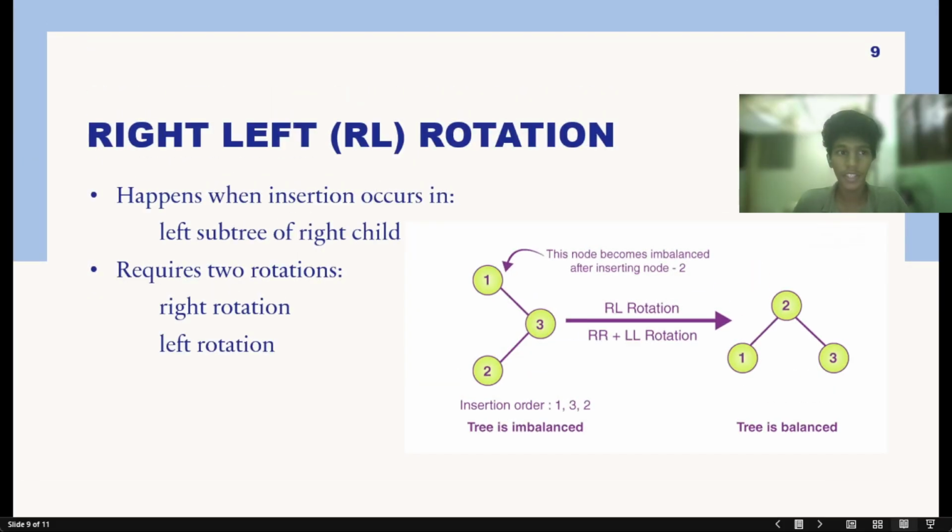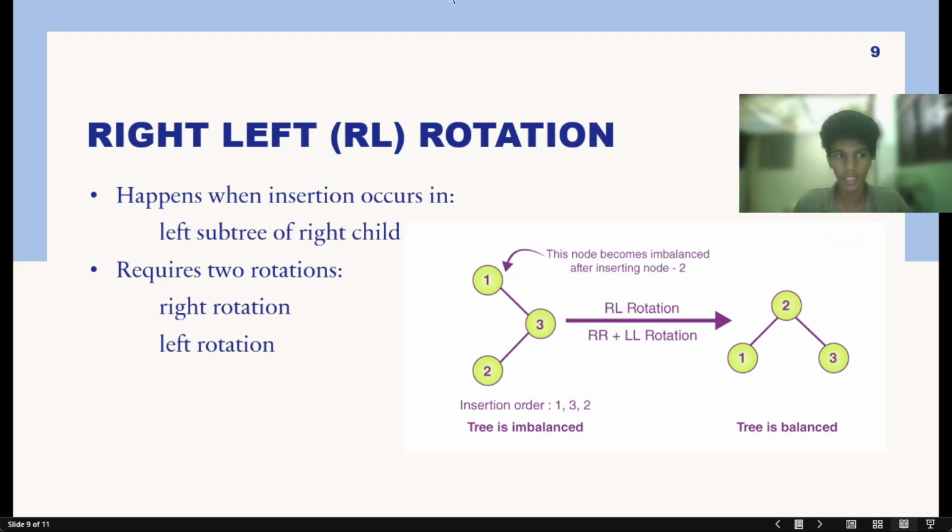The final rotation is the right-left rotation, or RL rotation. This happens when insertion occurs in the left subtree of the right child. For example, insert 10, then 30, then 20. This again creates a zigzag structure. To fix it, AVL trees perform two rotations.